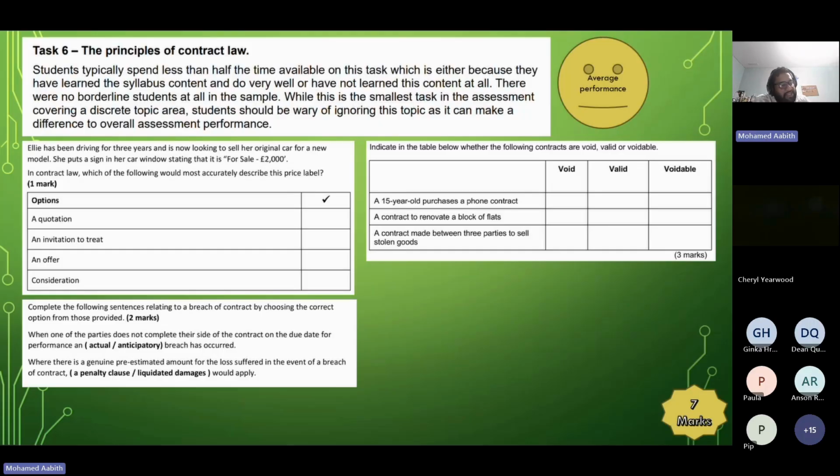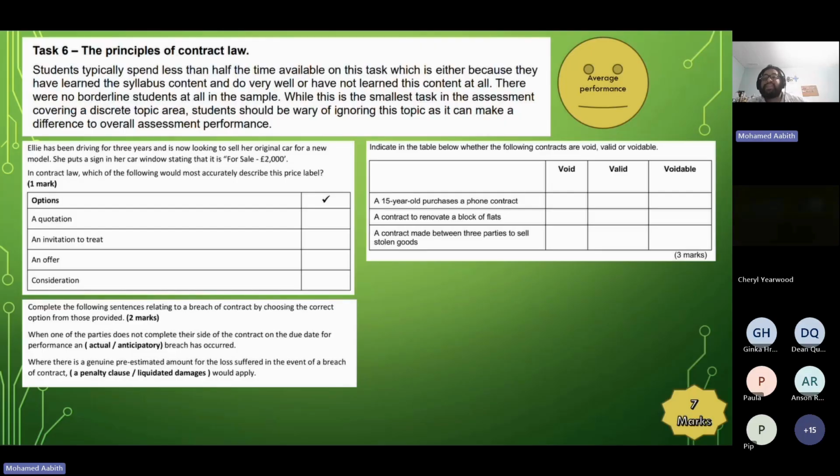Then they're saying here, where there is a genuine pre-estimated amount of loss suffered in the breach of contract, a penalty clause or a liquidated damage would apply. So if I say here, a pre-estimated amount of loss suffered in the event of breach of contract, what are you going to think about it? So you're going to read about this and find me an answer. You can put it in the comments if you can find it. That'll be good, because if I give you all the answers, maybe you probably won't do a quick research on that. Search it on Google. Ask ChatGPT. Not in the exam though, it won't work. In the exam, you will have no benefit at all to ask any of the AIs.